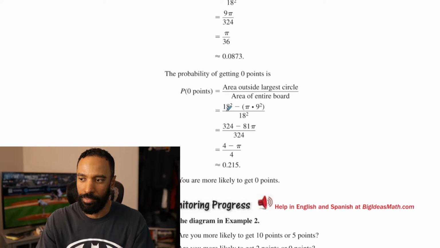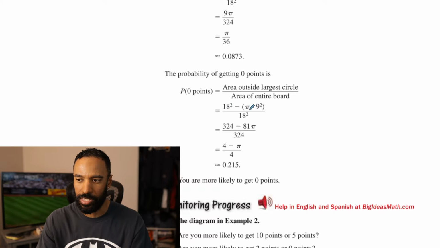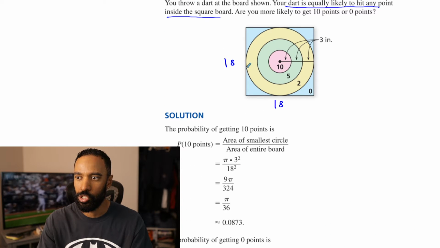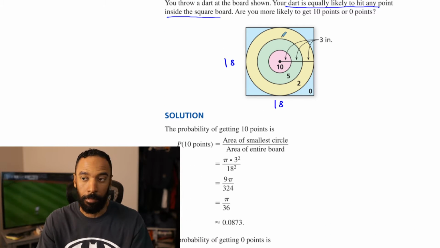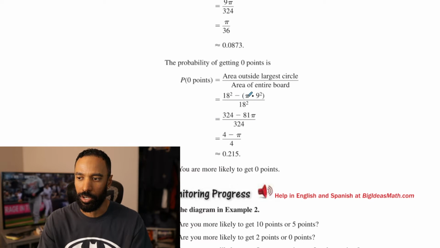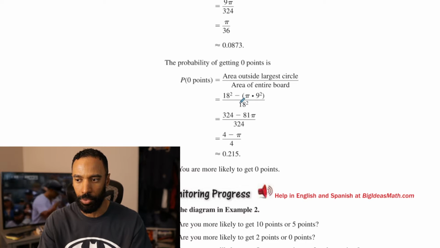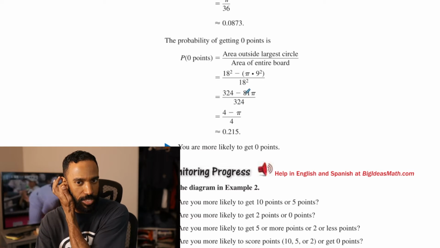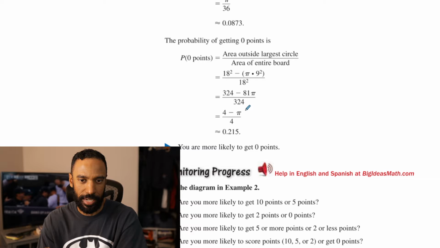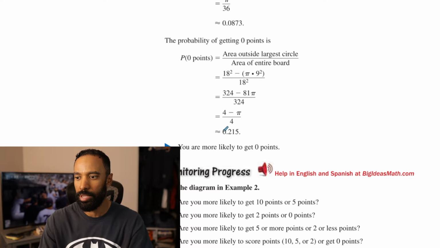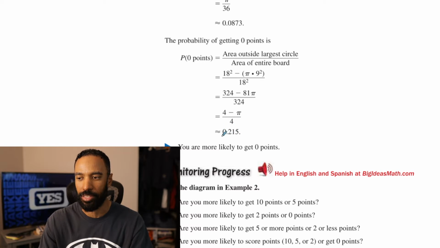They're going to be taking the area of the entire thing and subtracting the area of the big circle. I mean the yellow, green, pink combined, but pi times 9 squared. Pi times 9 squared there. And they're going to subtract that and still divide by the area of the whole thing. So 324 minus 81 pi all over 324. Looks like they did a fraction reduction before moving forward. But you get 0.215. Now this is a probability.